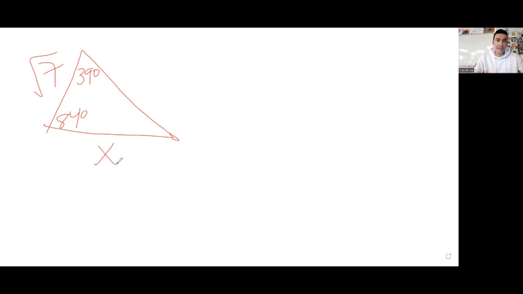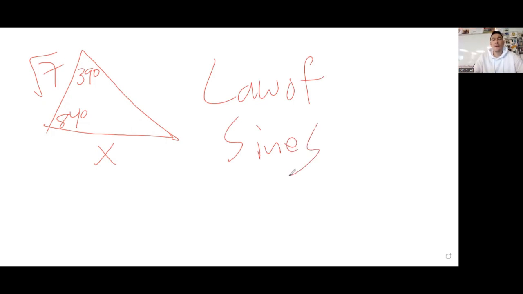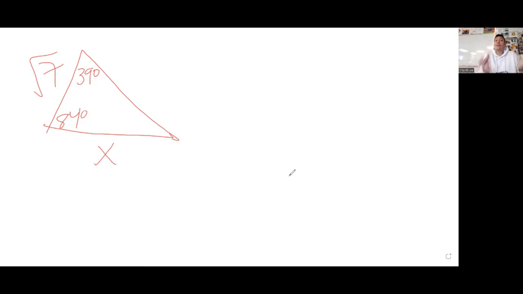So for here, I recommend that we use, as we saw last time in class, the law of sines. For the law of sines, you want to have an angle and its corresponding side. The only side that I know of is square root 7. So I have to know the angle across from it, the angle that produces that square root 7. But it's not given to me.